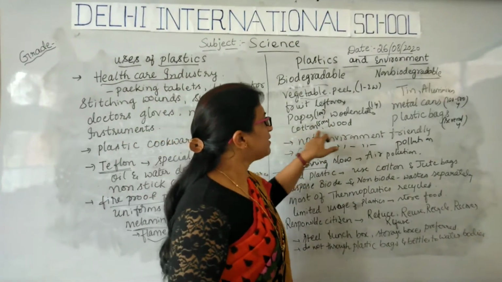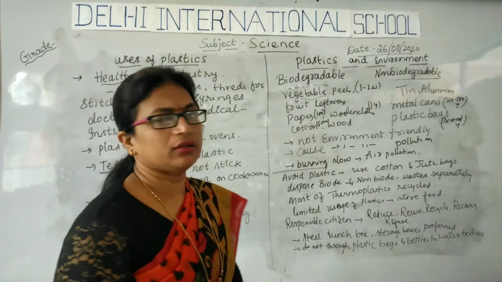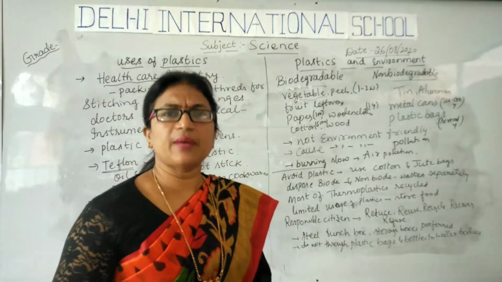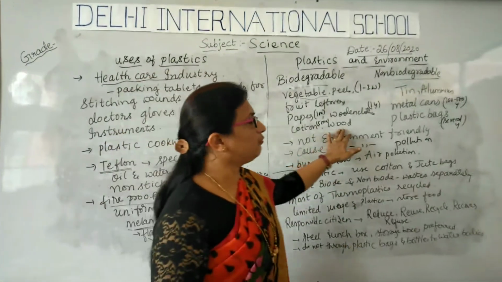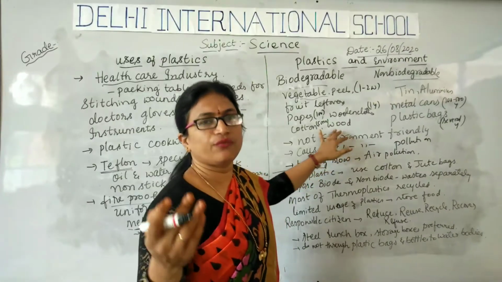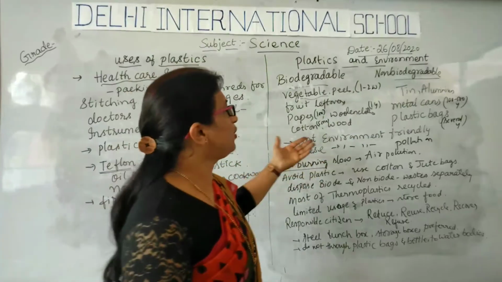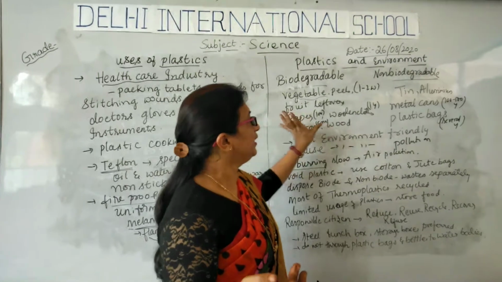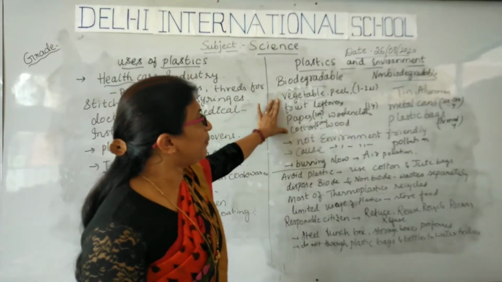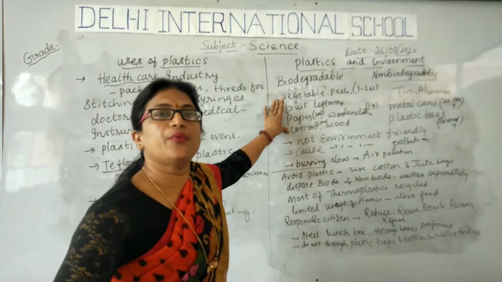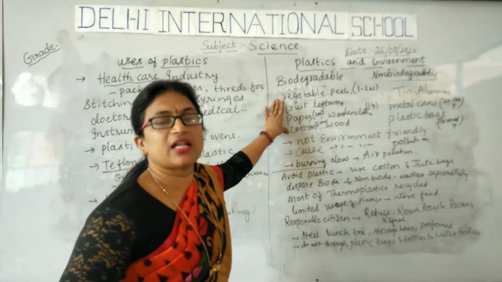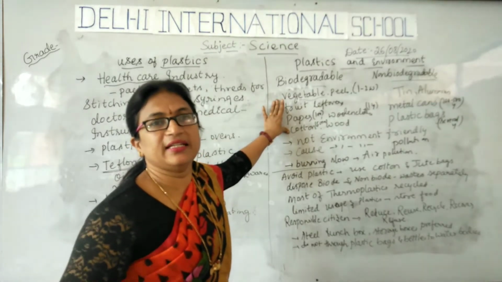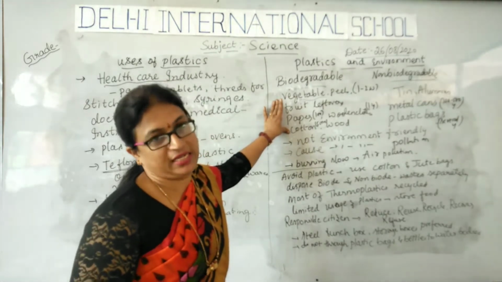In the same way, wood takes some years, 2 to 5 years, or even 5 to 10 years to decompose. So these biodegradable wastes are decomposed by bacteria in our environment in some years, or some months, or some weeks.